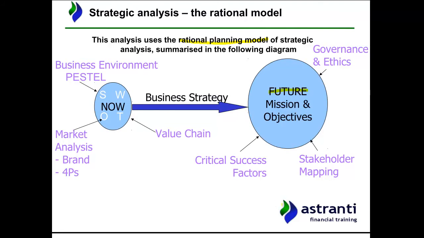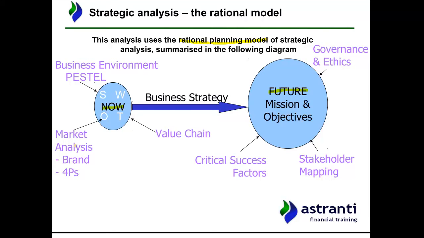Once we know where they want to go, we're going to look at where the business is now. So we've decided where they want to be in the future, and we're going to look at their current position. We're going to be looking at their business environment. We'll do a PESTEL analysis. We'll look at their value chain. And we're going to do a market analysis as well of the brand and the 4 Ps of marketing.